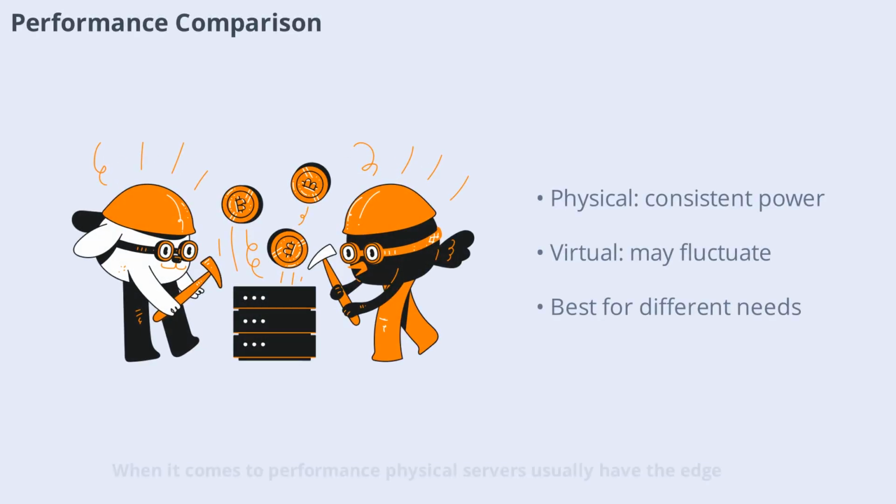When it comes to performance, physical servers usually have the edge. Since all resources are dedicated, there's no competition from other virtual machines. This makes physical servers ideal for high-performance workloads, such as large databases or scientific computing. Virtual servers, while highly efficient, may experience performance fluctuations if the underlying hardware is heavily utilized. However, for most business applications, virtual servers provide more than enough power.